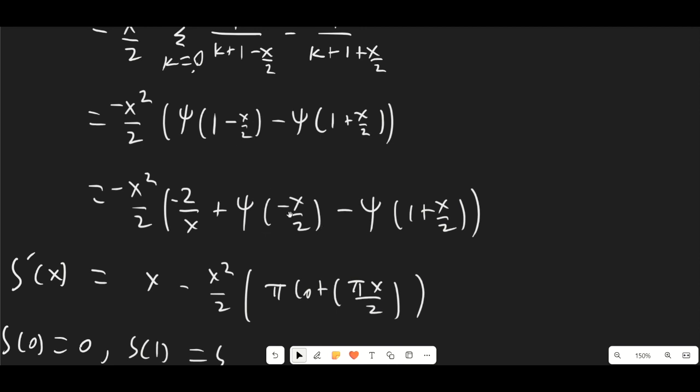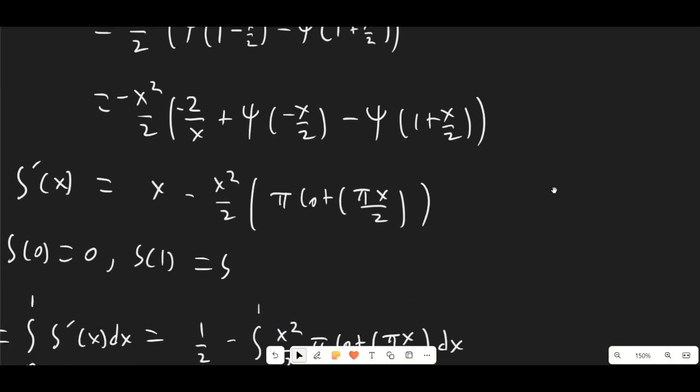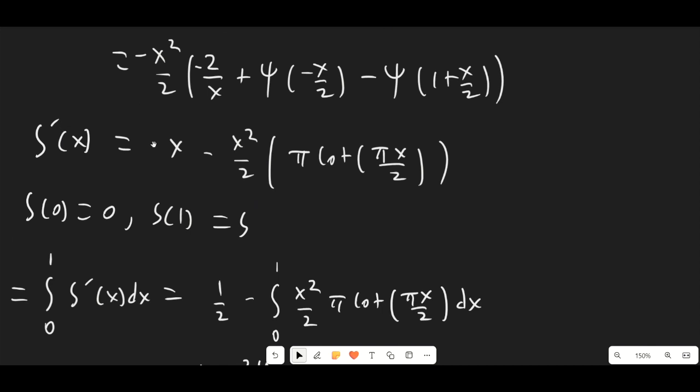So in this case, y is negative x over 2. So we subtract 2 over x, and we have this right here. And then we use the fact that digamma of 1 minus z minus digamma of z is pi cotangent of pi z. So in this case, z is just x over 2. Actually, z is negative x over 2. And so we have to bring a negative sign out here. So we get s prime of x equals x minus x squared over 2 pi cotangent of pi x over 2.